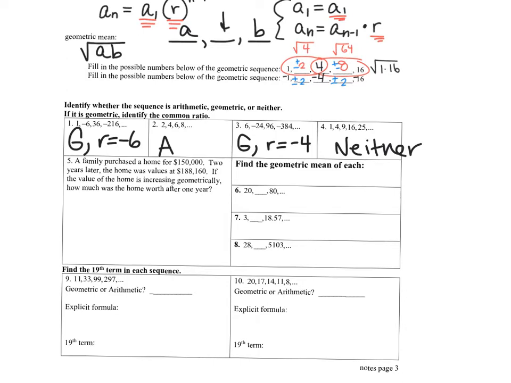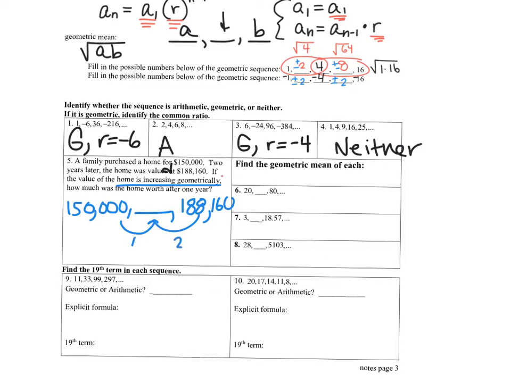Number 5, a family purchased a house for $150,000. 2 years later, the house was valued at $188,160. If the value of the home is increasing geometrically, how much was the home worth after 1 year? So in this case, you have a house that's worth $150,000, and 2 years later, you have a house that's worth $188,160. So it's increasing geometrically. So we don't know what it is after 1 year.